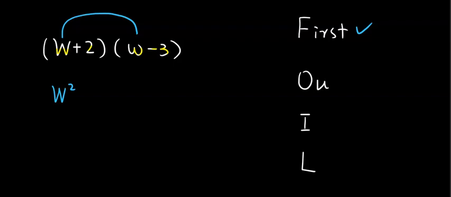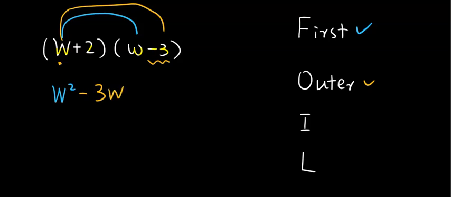O is always outer. Going to get a different color for you. Outer is w, the outer term of the first binomial, and negative 3 is the outer term of the second. So I'm going to have negative 3w. Outer is done. Let's look at inner. These two guys are the inner terms. I'm going to multiply them. 2 times w, 2w.